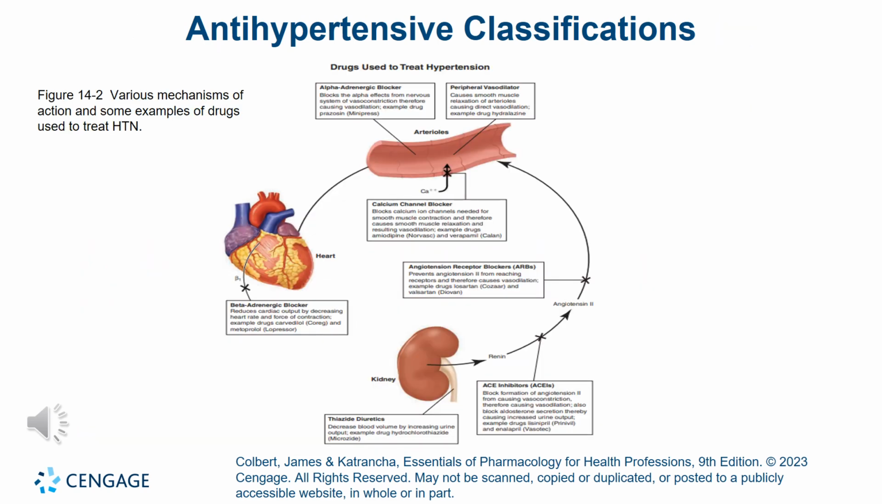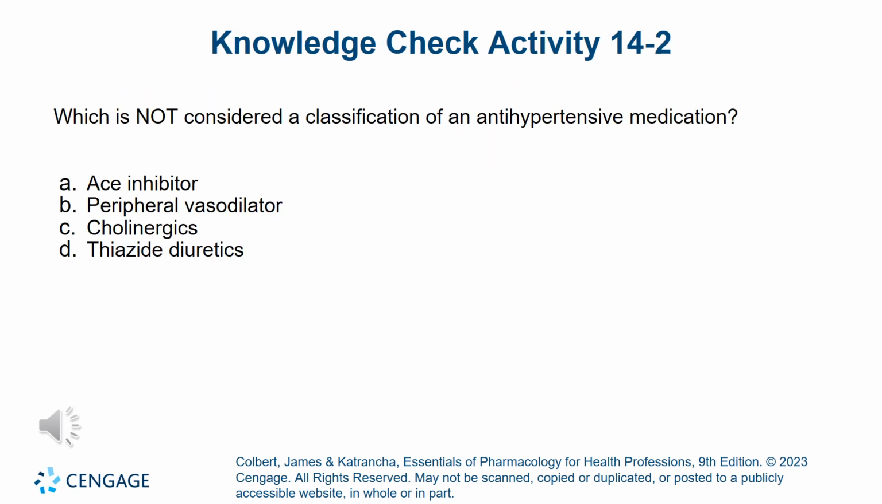This slide shows various mechanisms of action and some examples of drugs that are used to treat hypertension. Knowledge check 2. Which is not considered a classification of an antihypertensive medication? Choose from one of the following, write your answer down, and then you'll be able to check it at the end of the video.